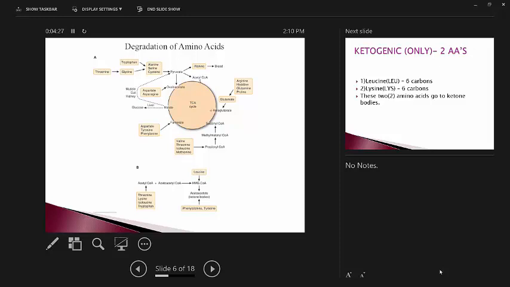Yes, ma'am? Absolutely, yes, that's the point I wanted to make. The odd-chain fatty acids, what pathway do you think they would go to? Right, exactly. Propionyl-CoA from odd chains goes that way. And we have this group of amino acids, valine and the others, that can go to propionyl-CoA and then to succinyl-CoA, so they are gluconeogenic.